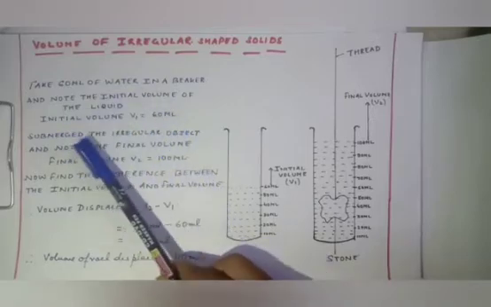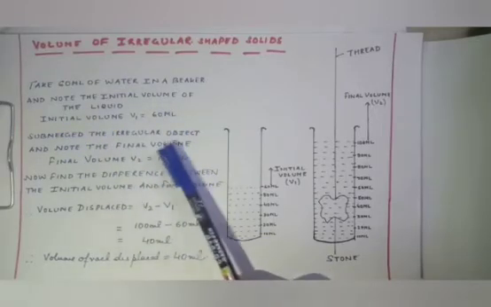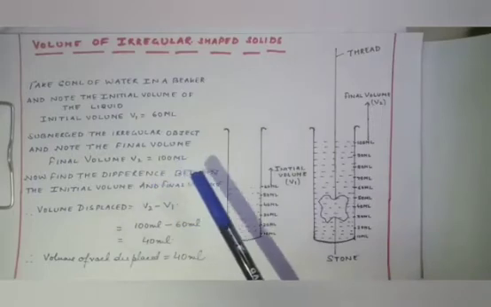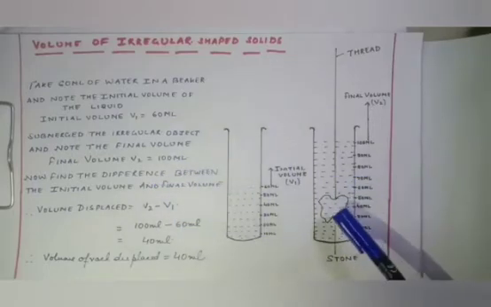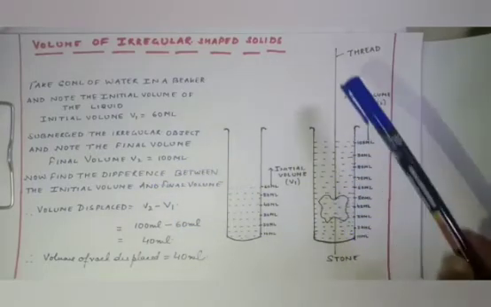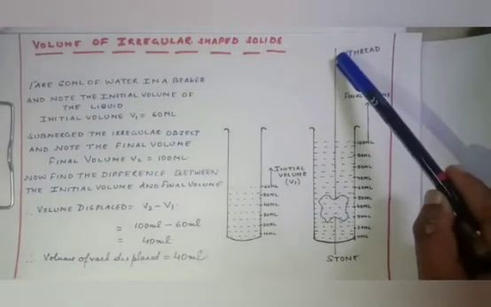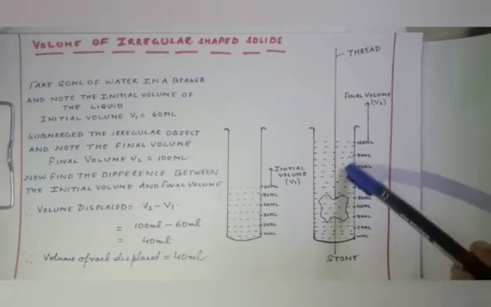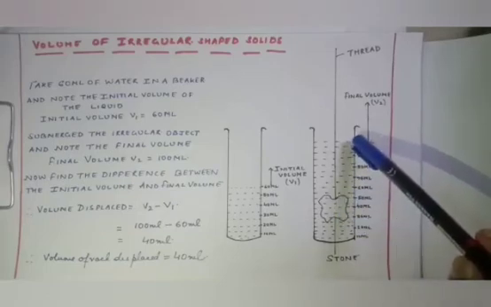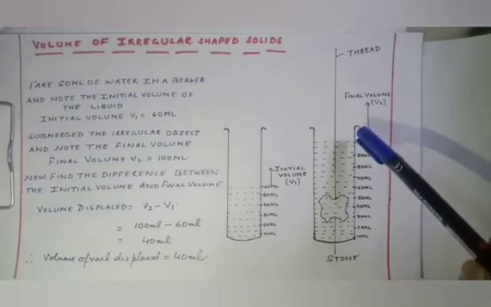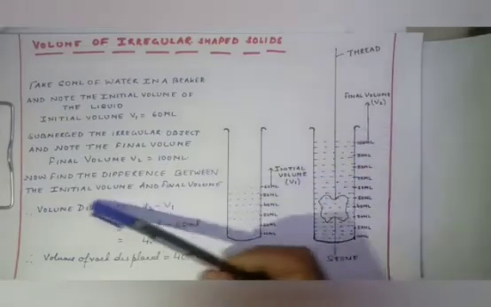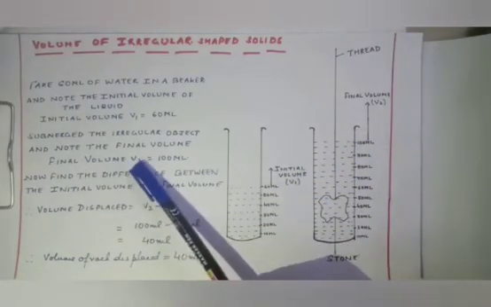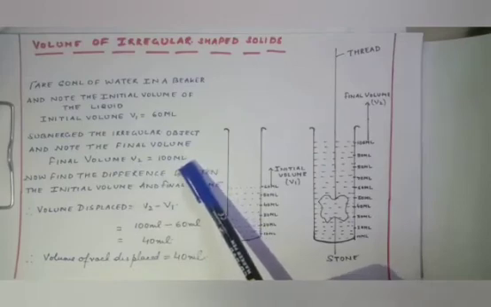After that, submerge the irregular object and note the final volume. What is an irregular object? Over here I have taken a piece of stone and tied it with a thread. When I immerse the stone, definitely you are going to notice that the level of the water will rise up. After that, you have to find out the final volume of the second beaker. Over here the final volume V2 is equal to 100 ml.